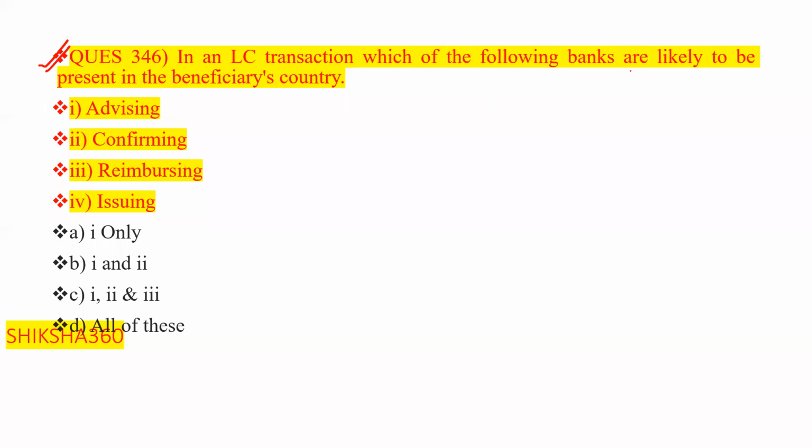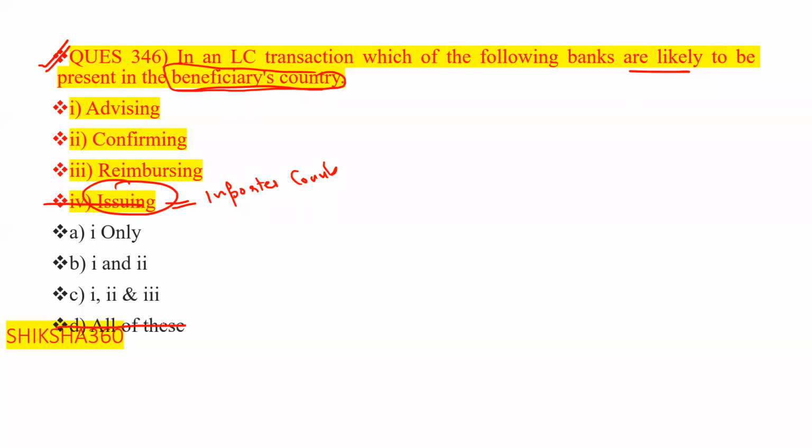Which of the following banks are likely to be present in the beneficiary's country? The issuing bank will be in the issuing country, that is the importer's country. So this one does not come under our answer. This one is not the option.